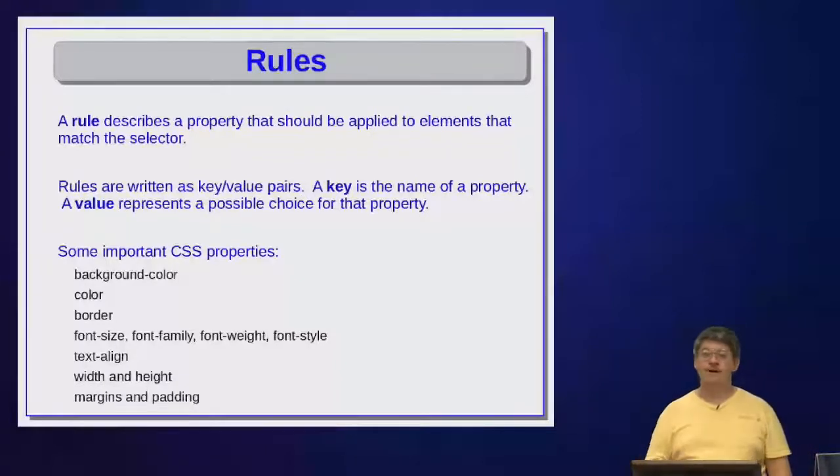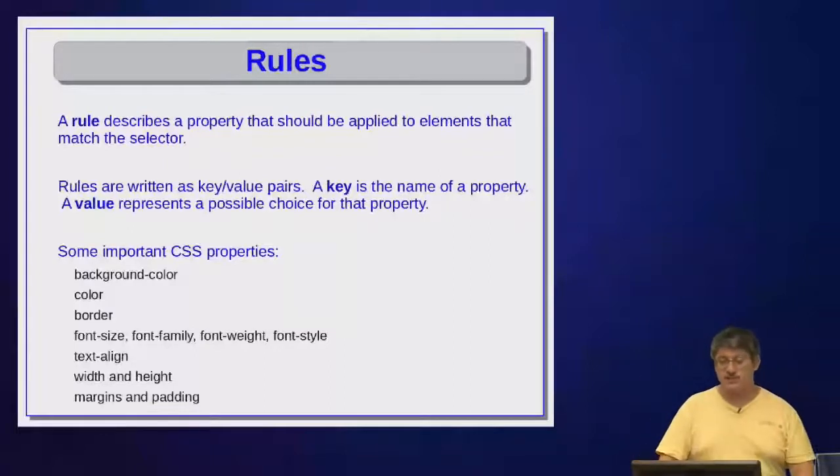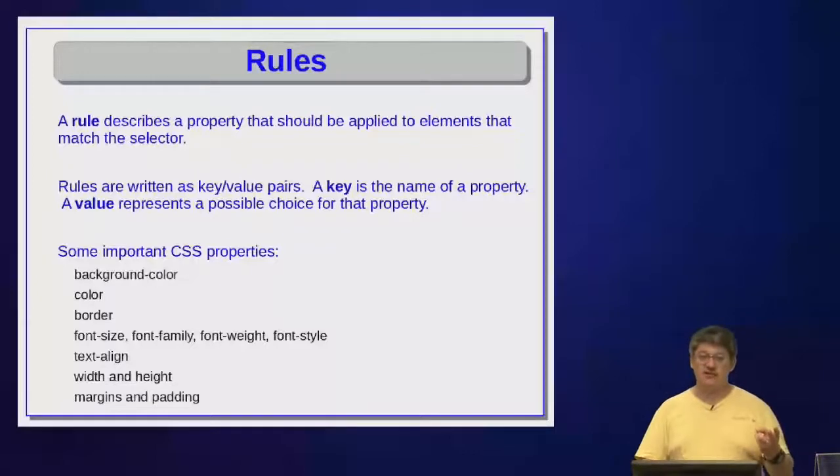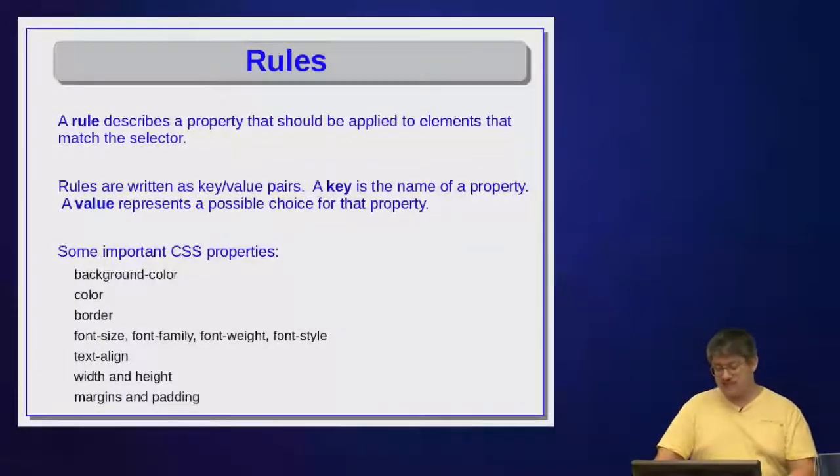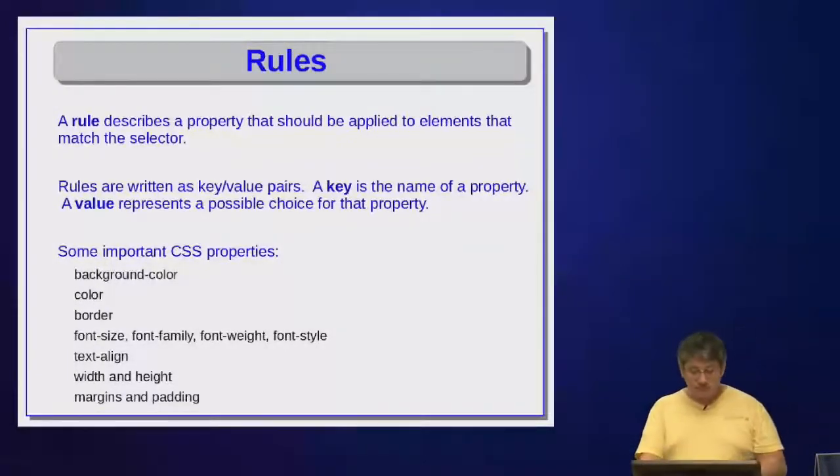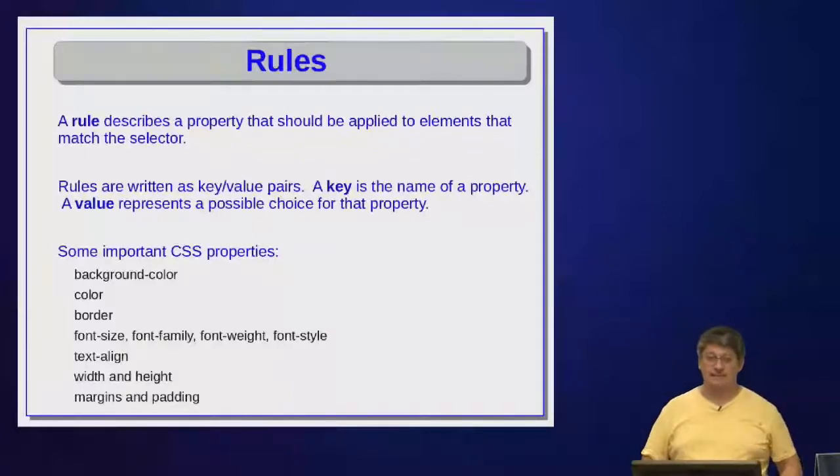So there are a whole bunch of CSS properties. The CSS3 standard is enormous. But some of the most important ones are the background color of an element, the text color of an element, we just write color, the border of an element, we could put a little box around something, the font size, family, weight, and style, whether to align that text to the left, to the right, or to the center, the width and height of an element, and whether it has any margins or padding.